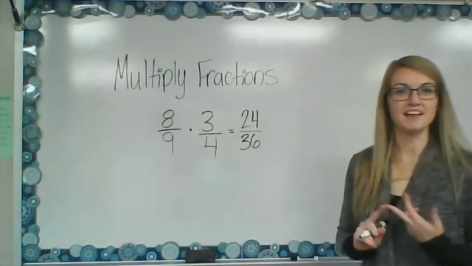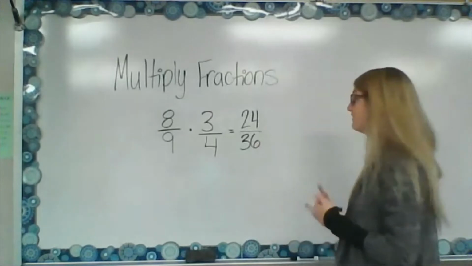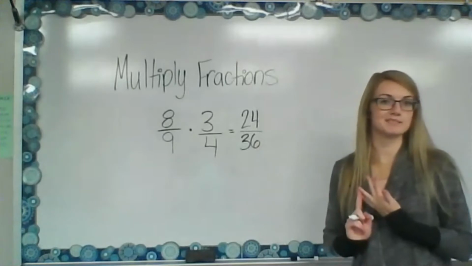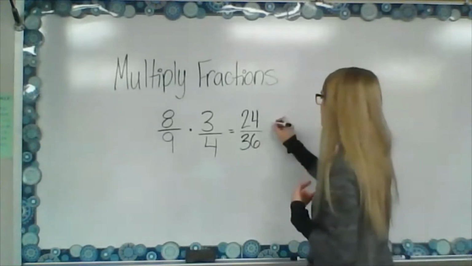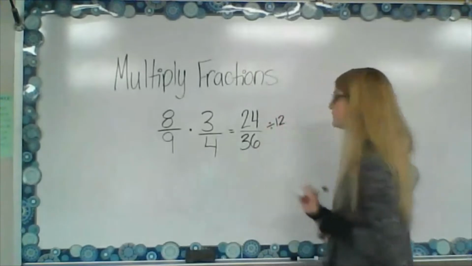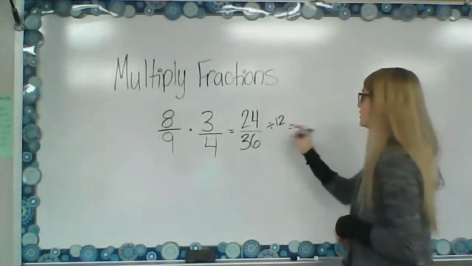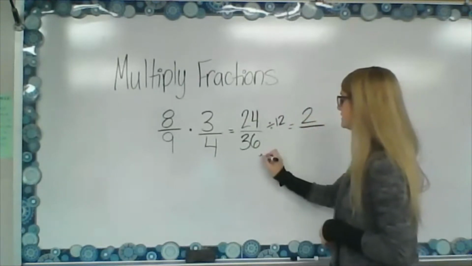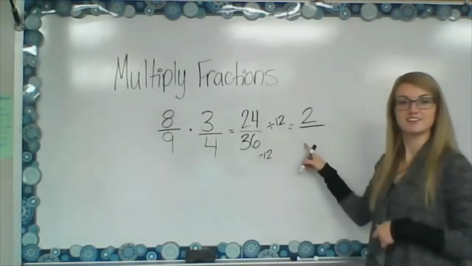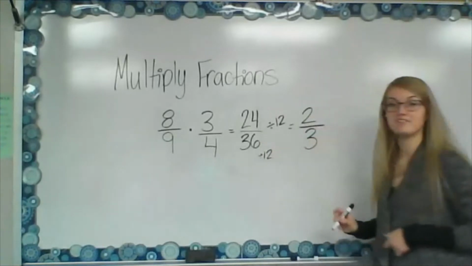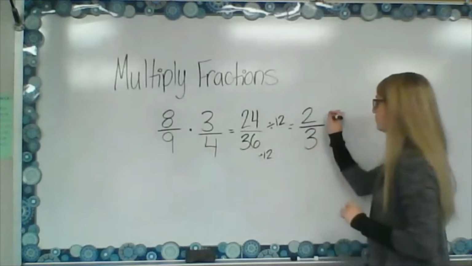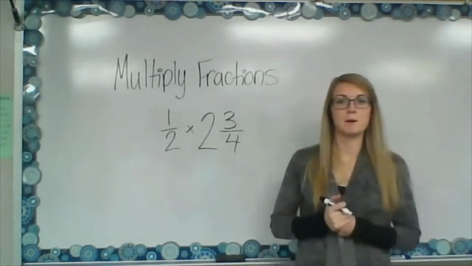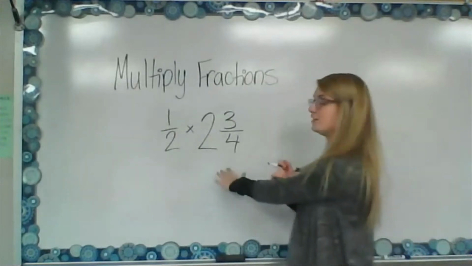Yeah, I could think of a few, right? They're both even, so I could do 2. 4 goes into both of them. I also see that 12 goes into both of them. And we always want to use the biggest number we can think of, so we'll divide by 12. All right? 24 divided by 12 is 2, and 36 divided by 12 is 3. So my final answer, 8/9 times 3/4 is 2/3. It's that easy.